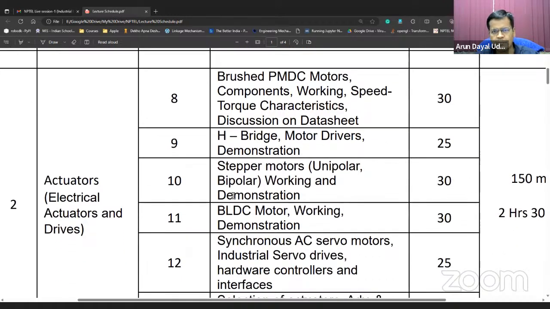And in the second module, you saw 4 different kinds of motors. The first one was the brushed DC motor, the permanent magnet DC motor. The second one was the stepper motor, then the BLDC motor, and the AC synchronous motor. These are 4 different kinds of industrial motors which are very commonly used to make industrial robots.